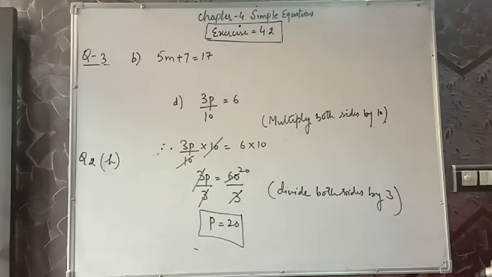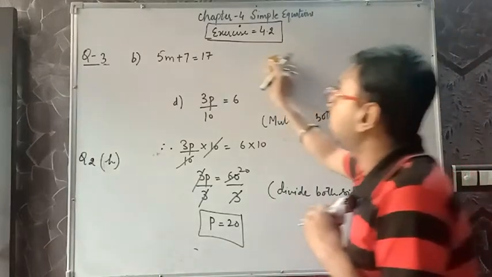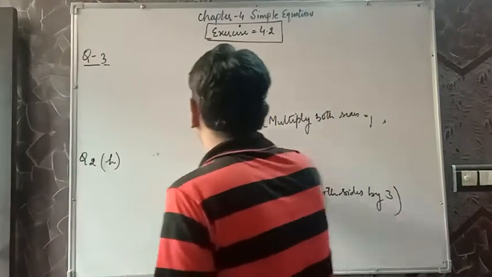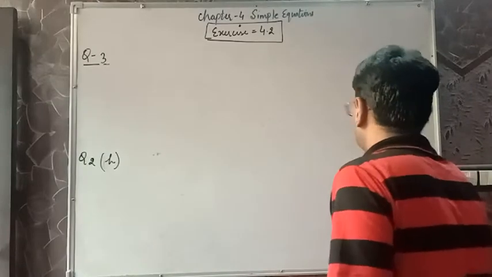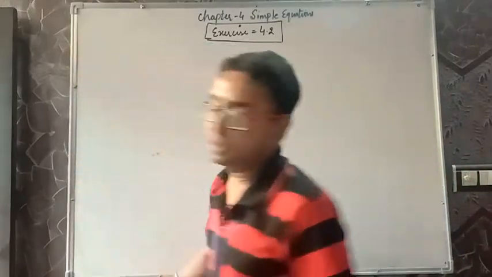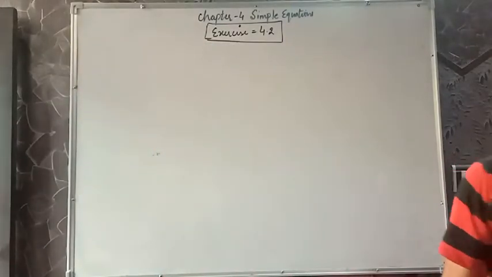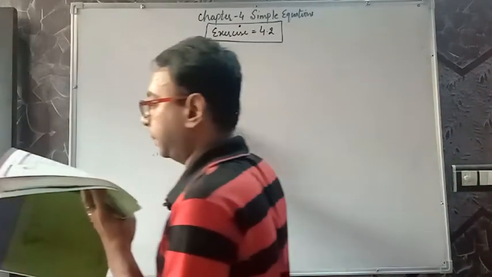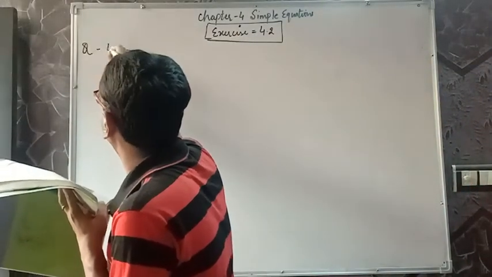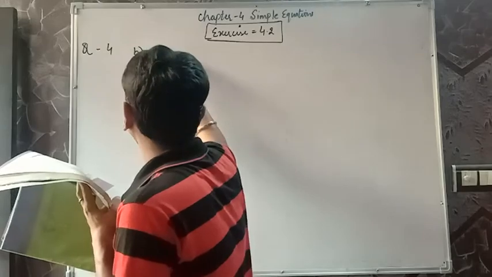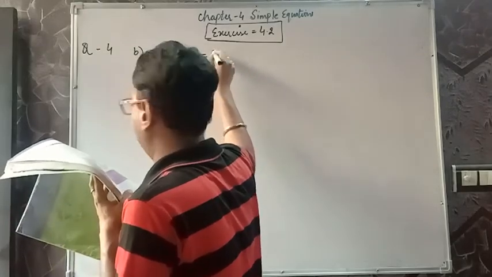Question number 4, solve the following equation. Since no method is described, you can use the transposition method only. Let's see. Transposition method. We can have B part, question number 4, B part. 10p plus 10 is equal to 100.